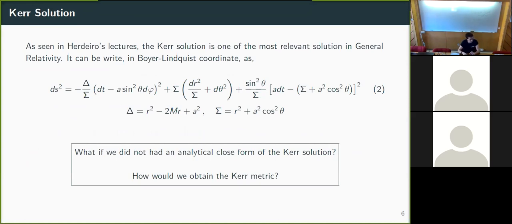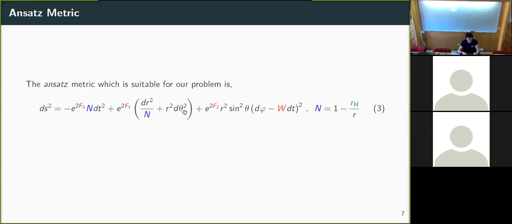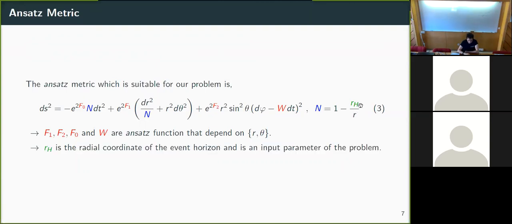So in order to do this, we first have to introduce an ansatz matrix. So here we use this type of ansatz. Here I have some colors just to try to remember which is which. In red we have the ansatz functions, so F0, F1, F2, and W. In blue we have some function that we define. In this case we have this n function we define here as 1 over R, H over R. And then in green we have, in this case, the radial coordinate of the event horizon, which is an input parameter of the problem. So if anything is green, it's the input parameter of the problem.